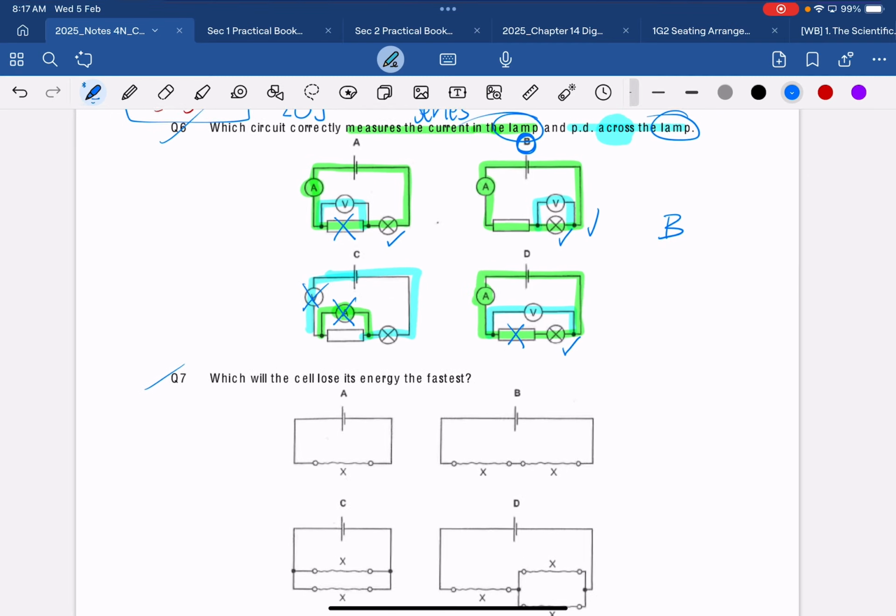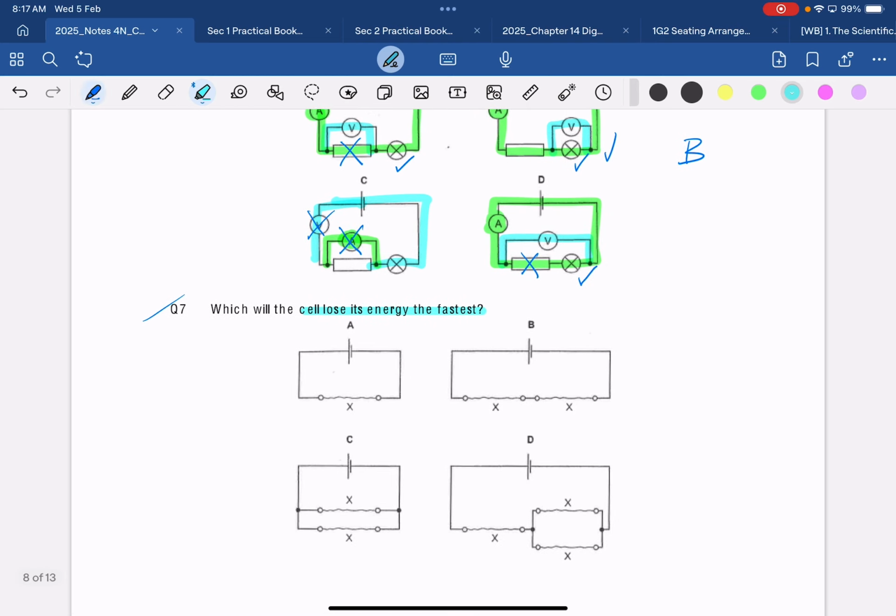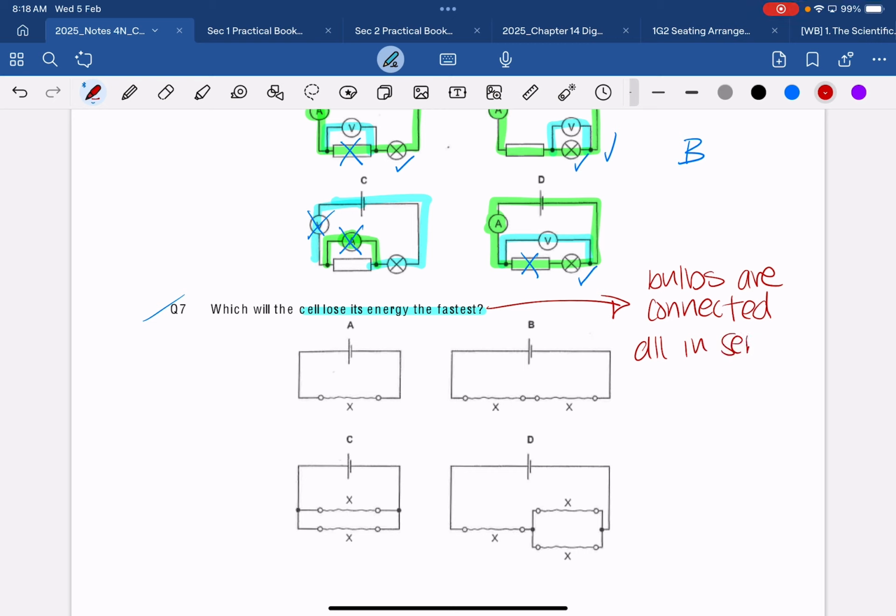Okay. Next, which cells will lose energy the fastest? The crosses are all our wires. Just imagine them as light bulbs. If you have a lot, which one will make it lose energy the fastest? It is the one where all the bulbs are connected in series. This is the worst. It will consume the most energy, because everyone is drawing everything from that battery.